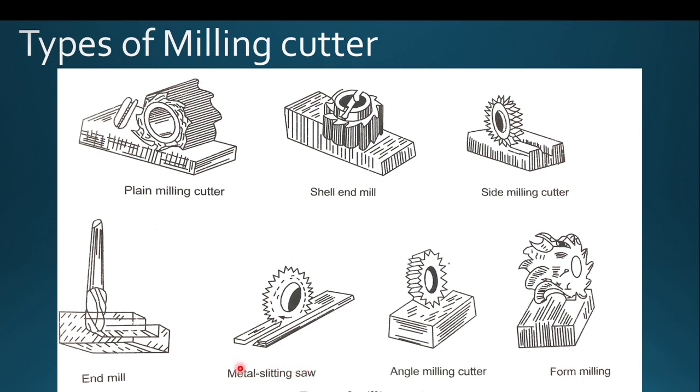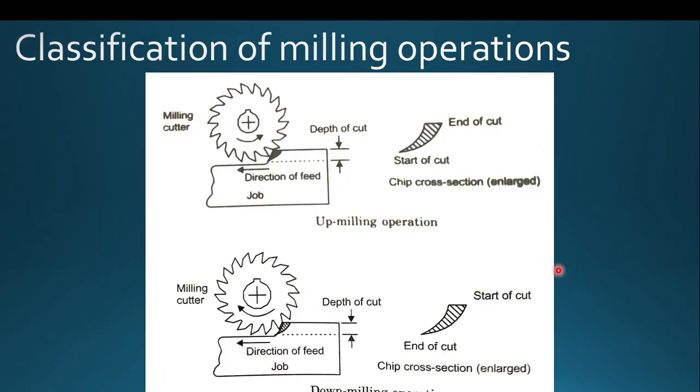And the metal slitting saw is the tool which is used to split a metallic plate or block into two pieces, and the width of the tool is very minimal, sometimes nearly 1 mm or 2 mm only. The angle milling cutter is used to produce inclined flat surfaces in the regular workpiece, and the form milling cutter is used to produce curvature-like forms in workpieces. By using these various types of milling cutters, we can perform various types of milling operations.